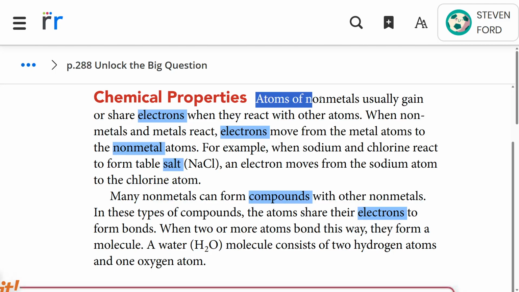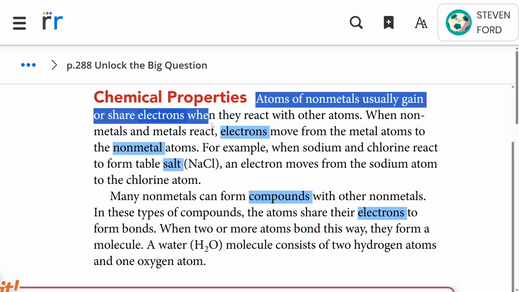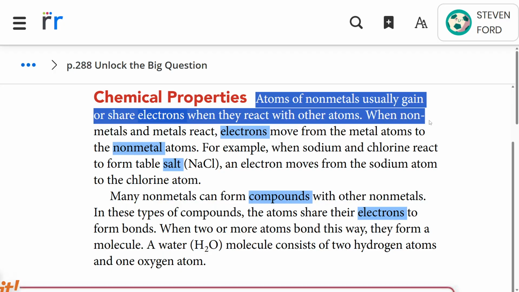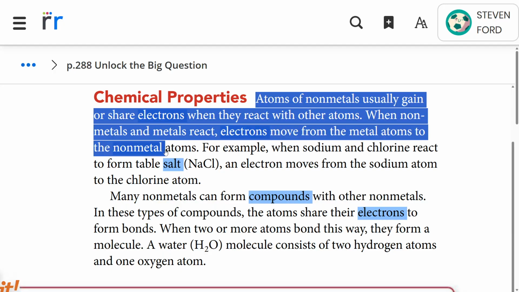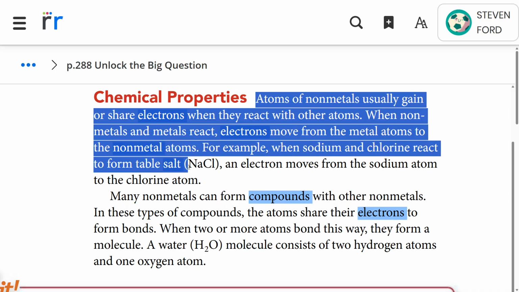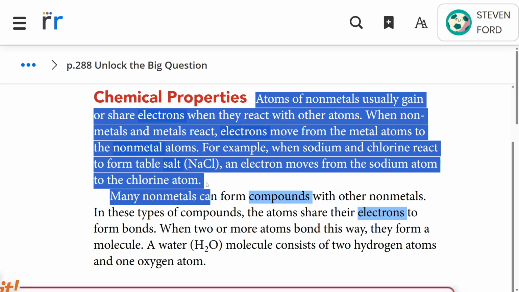Chemical properties. Atoms of nonmetals usually gain or share electrons when they react with other atoms. When nonmetals and metals react, electrons move from metal atoms to nonmetal atoms. For example, when sodium and chlorine react, they form table salt, NaCl. An electron moves from the sodium atom to the chlorine atom.